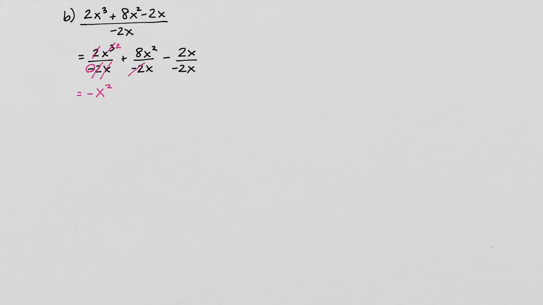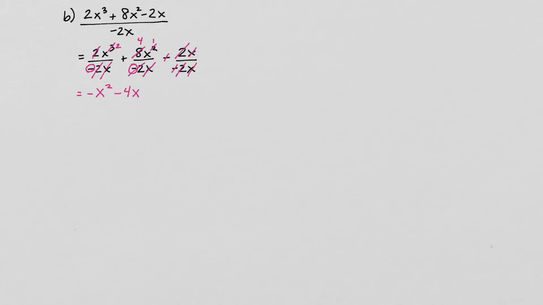This one here, the negative 2 goes into 8 4 times. 1x goes into here, and I'm left with one of them. And again, I still have this negative, so I'm going to have minus 4x. And then here, the 2 and the 2 cancel. In this case, the negative and the negative also cancel. And the x's and the x's cancel.